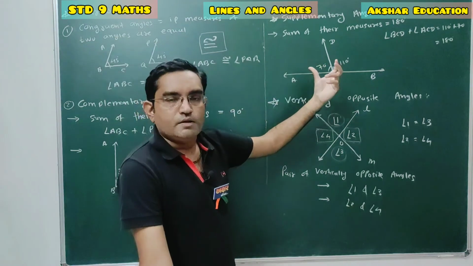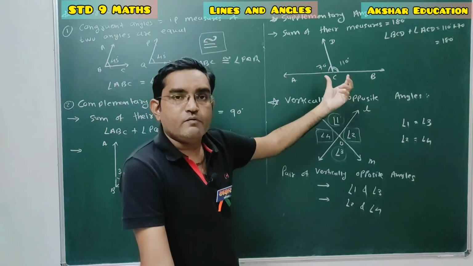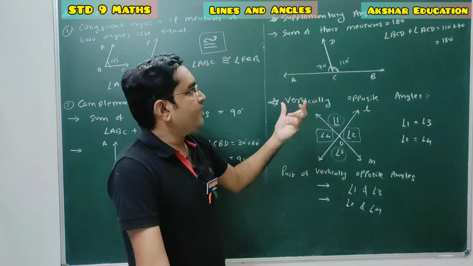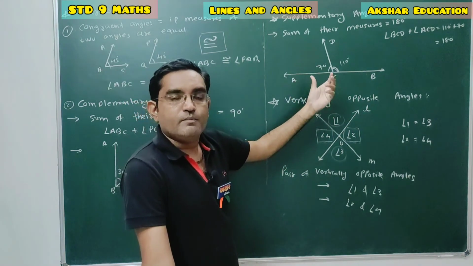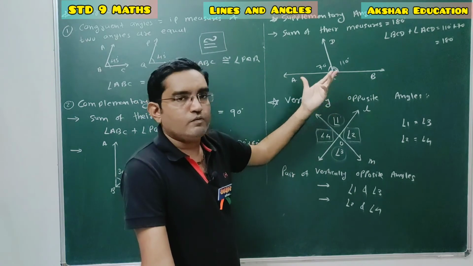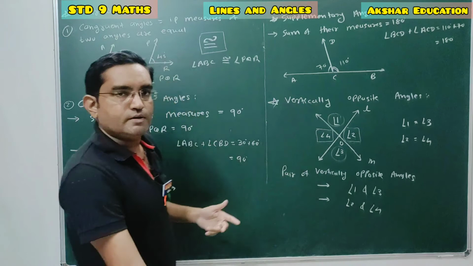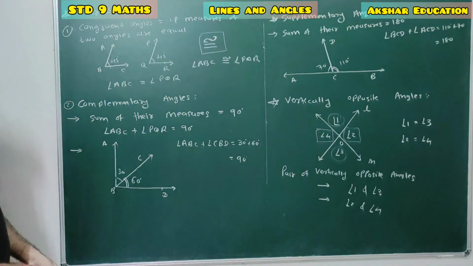Here the sum of the measures of supplementary angles is 180 degrees. Next we will discuss that if the sum of the measures of angles is 180 degrees, those angles are known as a linear pair of angles. So this linear pair of angles are supplementary angles. Clear, students? So these are the different pairs of angles. Pause the video and note it down.